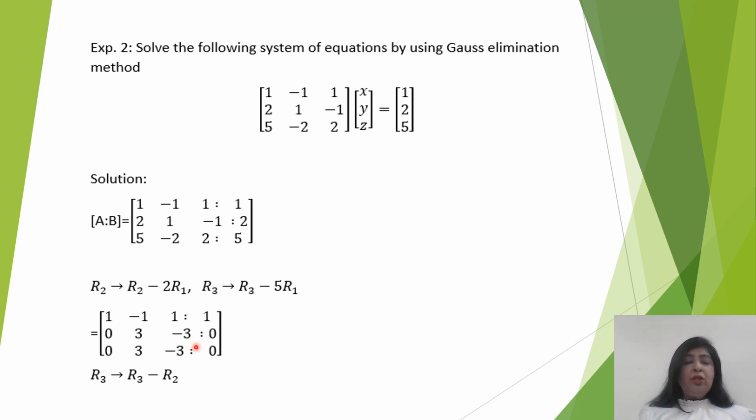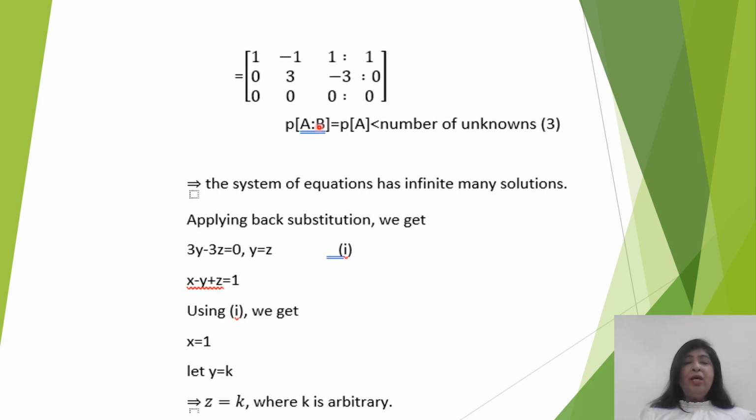So I will get 0, 0 over here and the rest of the entries are these. Now you can see that the second row as well as the third row, entries of both the rows are the same. So what will I apply? I will apply R3 minus R2. When you apply R3 minus R2, 3 minus 3 is 0, minus of minus 3 is 0, 0 minus 0 is 0. So I will get the entries of the third row as zeros.